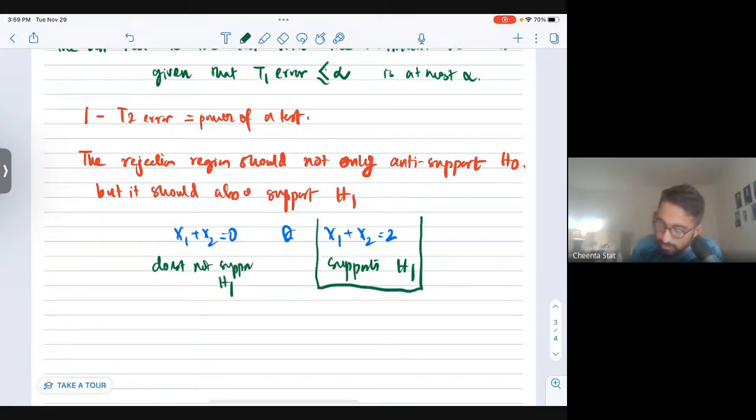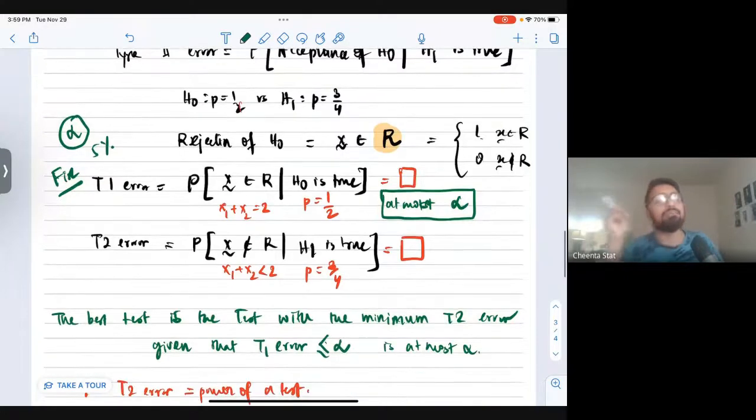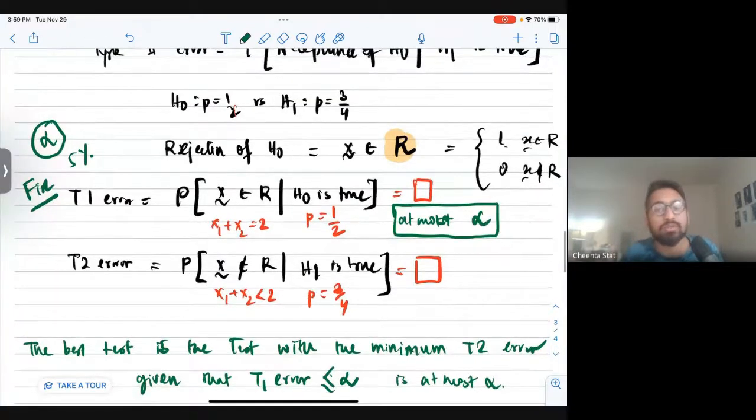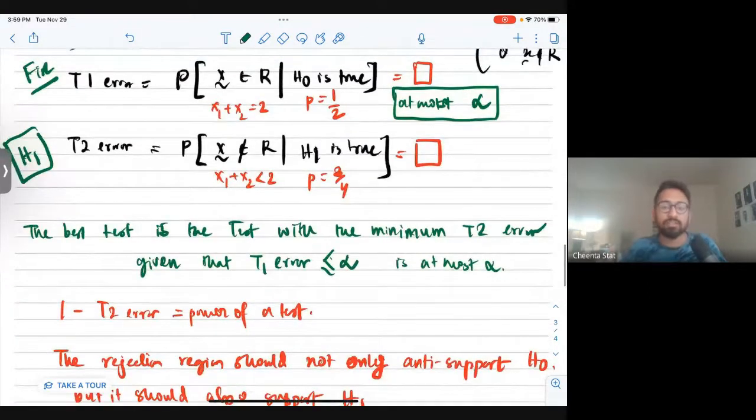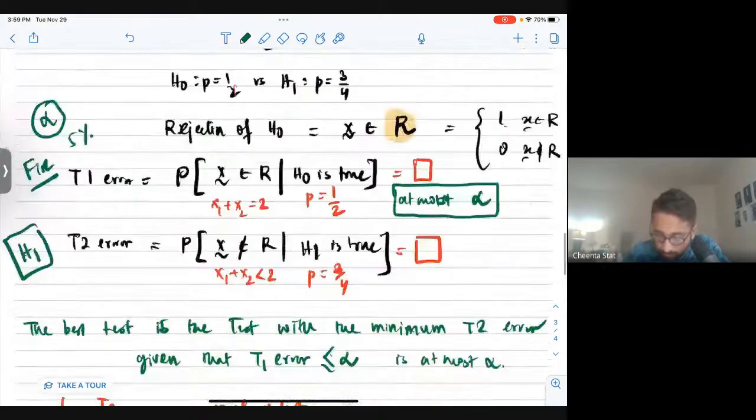How to incorporate this into the whole picture? By minimizing the type 2 error, but not the type 1 error, because type 1 error is only about H naught, nothing about H1. Type 2 error is where H1 comes into play. And that's why it becomes a better test. Right? Now you know the reason why type 2 error is reduced, not type 1 error. This is the basic idea.